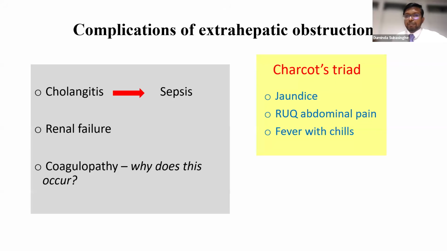So how do you identify cholangitis? Everybody in this audience, I'm sure, has heard of Charcot's triad: jaundice in a patient who has right upper quadrant pain and fever, with chills and rigors. Until proven otherwise, it is cholangitis. Then renal failure can also happen. I'm not going into the finer details of this, but you need to find out why the renal failure happens.